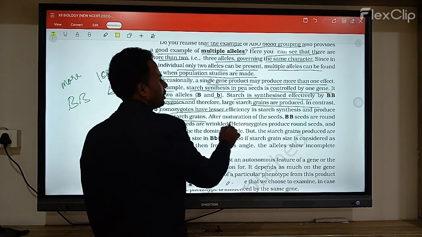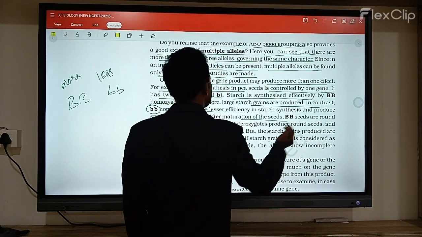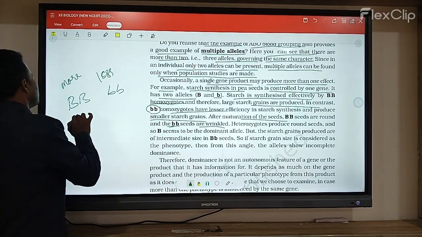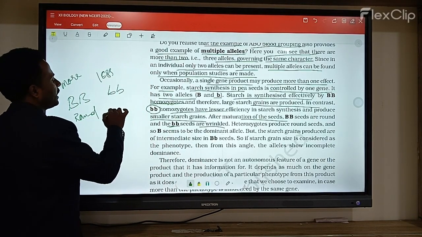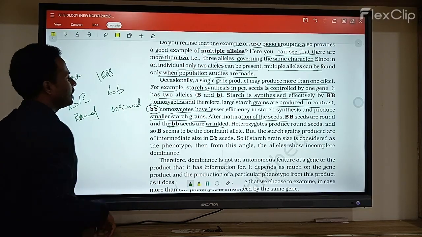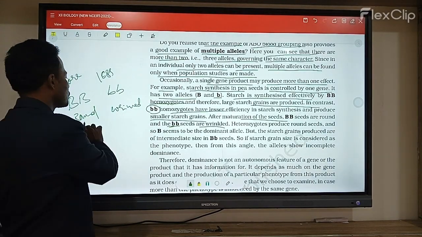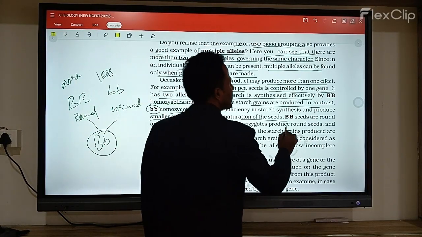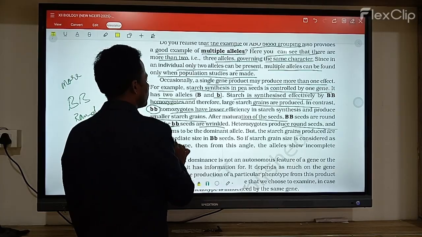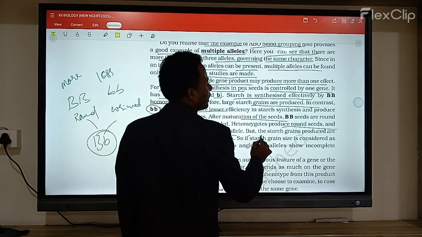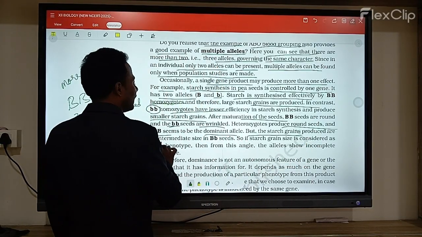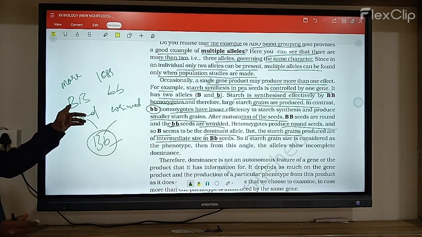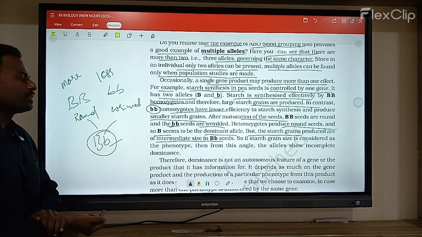So after maturation, the seeds of capital B are round and small b are wrinkled. So one shows the round character, and the other shows the wrinkled character. Correct. So when you cross, we get the heterozygous character. The heterozygote produces round seeds, with capital B being the dominant allele, but the starch grains are produced at an intermediate size, between capital B and small b. So when you cross, what happened? We get capital B and small b.